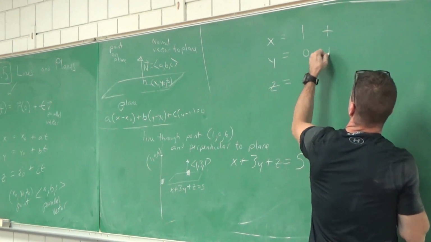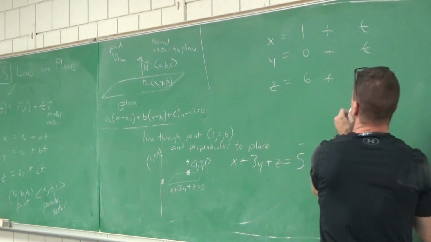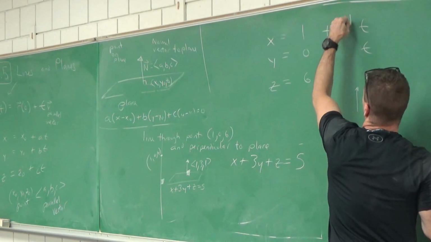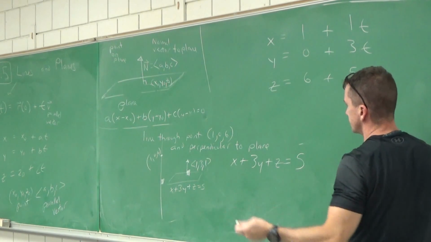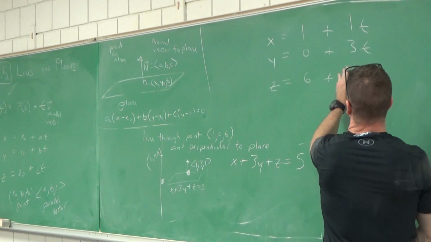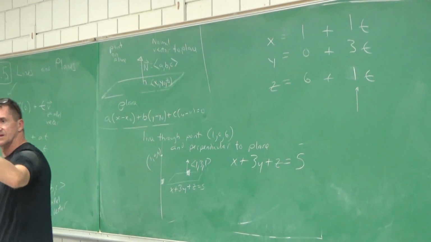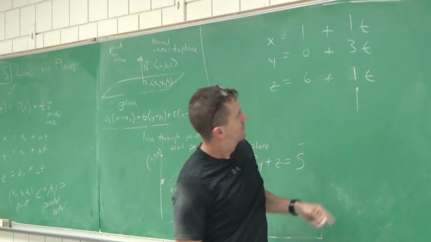106, plus, plus, plus, t, t, t, and what's in front of these t's? A 1, 3, a 3, and a 4. No, what's the last number? 1. Coefficient of z. Parallel vector. You got it.